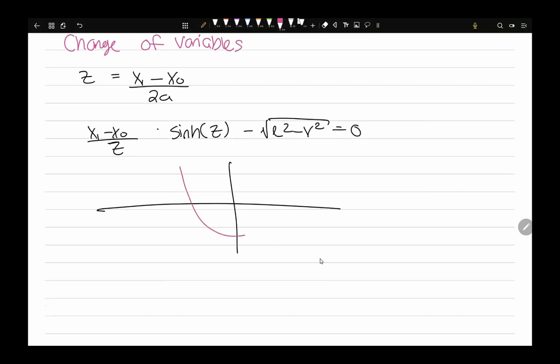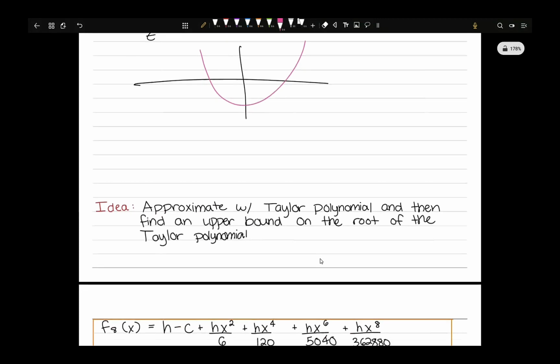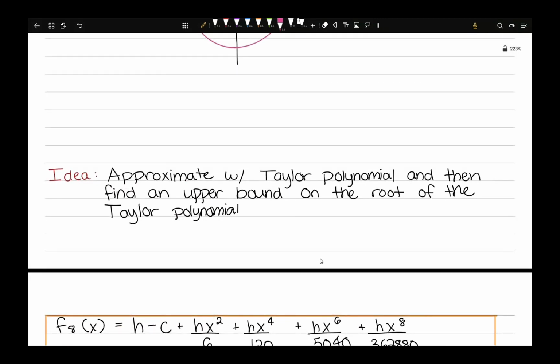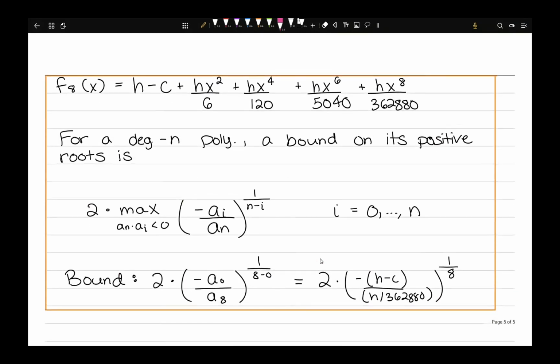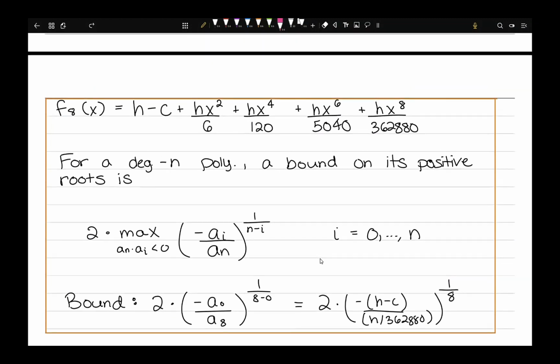So this one looks something like this, and we're able to Taylor expand it about zero and find a bound on the root of the Taylor expansion. So it's kind of an approximation on an approximation. We're going to do a Taylor expansion of that function and then find an upper bound on it. I won't show how to do this, but this is the eighth degree Taylor polynomial about zero, and then there's a nice way to get a pretty good bound on the positive root, which is this, but we'll gloss over the implementation because it's a bit to explain.